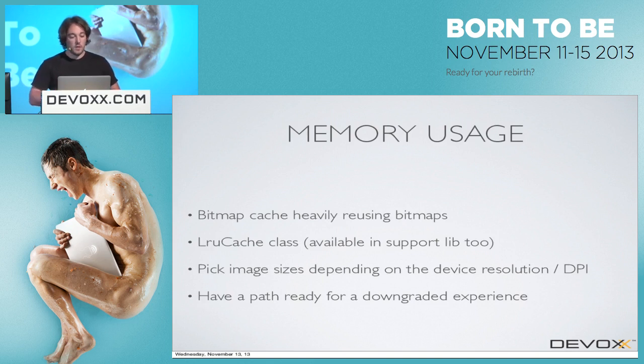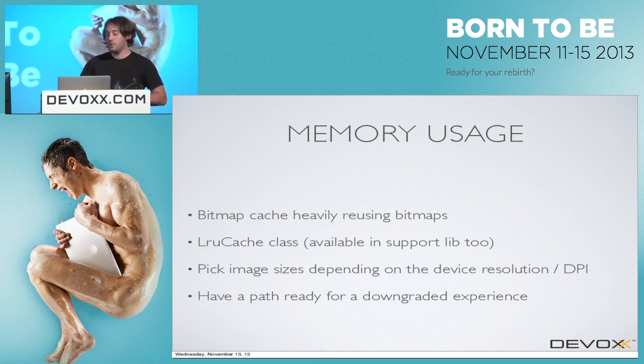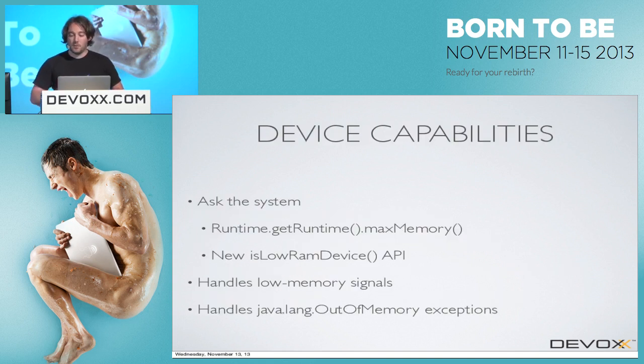I'll explain a bit. For the memory usage, what you can do in your application is use a bitmap cache, clearly. There is an LRU cache class in the support lib. Feel free to use it. Be careful about the image sizes that you pick. And again, think about the experience you're going to provide to your users when you are running on a very low-end device. In general, as long as you do stuff in a background thread, and as long as you have bitmap caching and try to reuse bitmaps, you're probably on the right path.